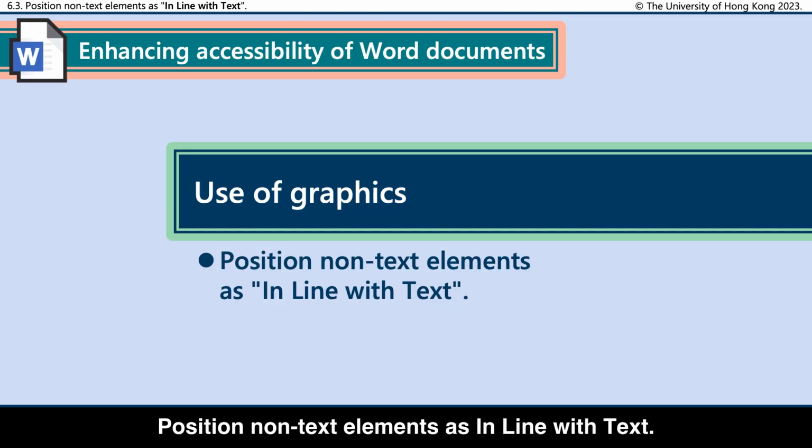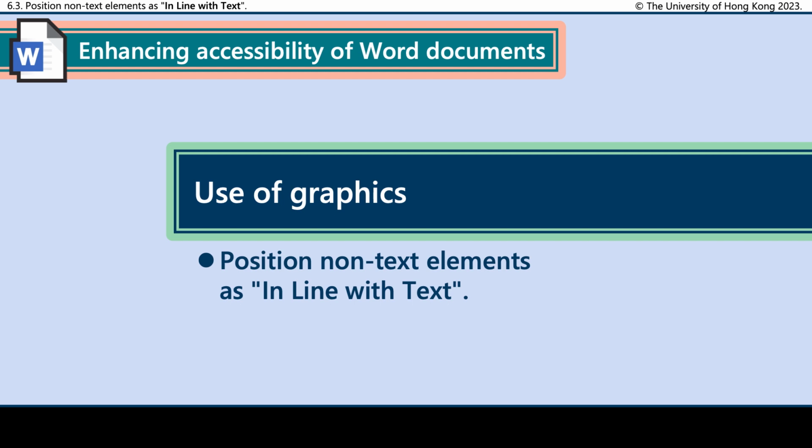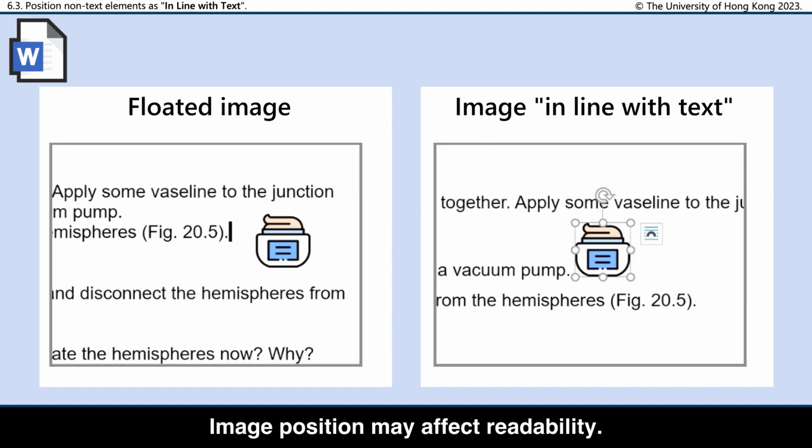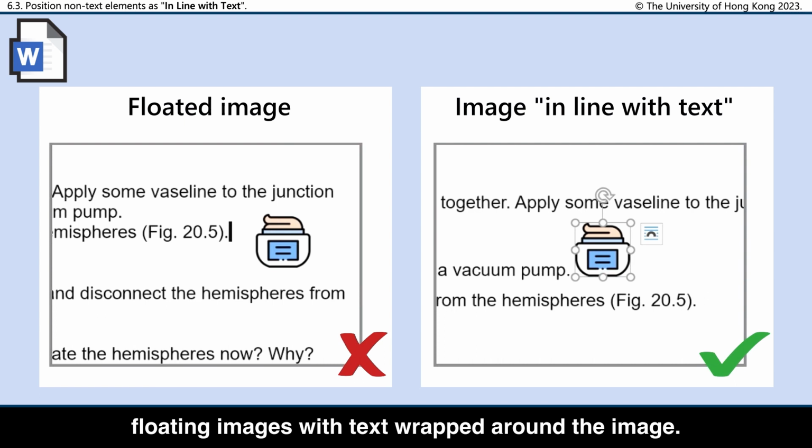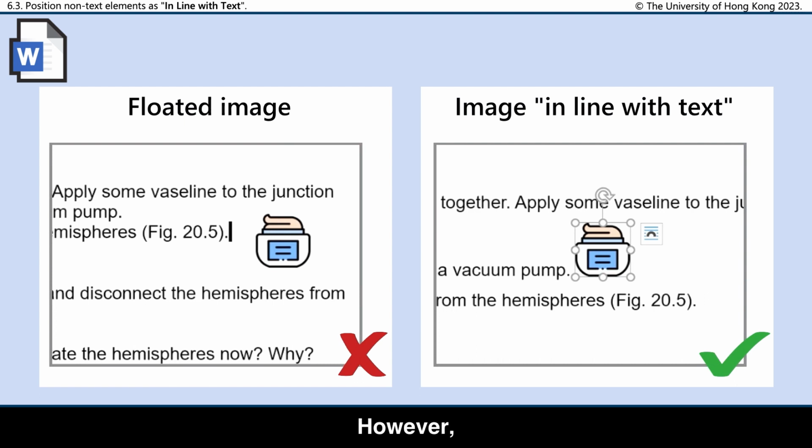Position non-text elements as in line with text. Image position may affect readability. The image should be positioned on their own lines. Some sighted readers may prefer floating images with text wrapped around the image. However, text wrapped around images may not be identified by screen readers.